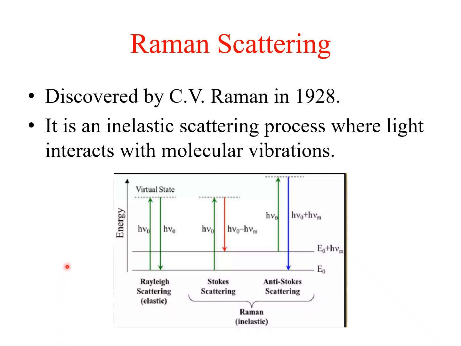Raman scattering. This scattering was first discovered by Sir C.V. Raman in 1928. This is an inelastic process. That is, when a light interacts with the molecules which are having vibrational energies, there is an exchange of energy between the molecules and the photons. So due to that, the emitted photons have frequencies, that is energies, other than the incident photons. There are three possibilities.